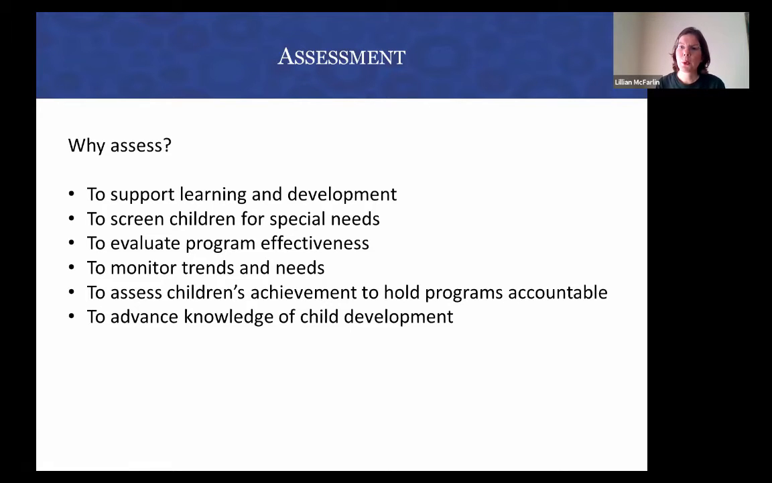You also want to figure out where they are to screen the children for special needs. So remember, we talked a lot about that developmental milestones chart. And after the children pass out of that developmental window for certain things, you need to let the families know so that they can talk to their pediatrician to see if there's something that can be done to help the child. To evaluate program effectiveness.